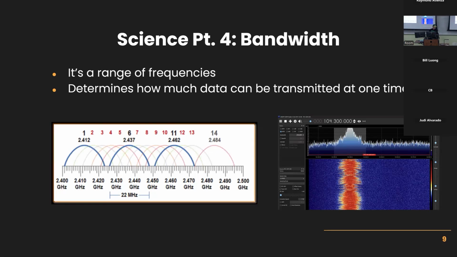All right, science part 4, bandwidth. It's just a range of frequencies, but that range determines how much data you can transmit at one time. I'm going to go back into Ryan's domain a bit with Wi-Fi and talk about the 2.4 gigahertz Wi-Fi range. As you can see, there are 14 channels, but 1, 6, and 11 are the only ones used because 14 is only used in Japan.